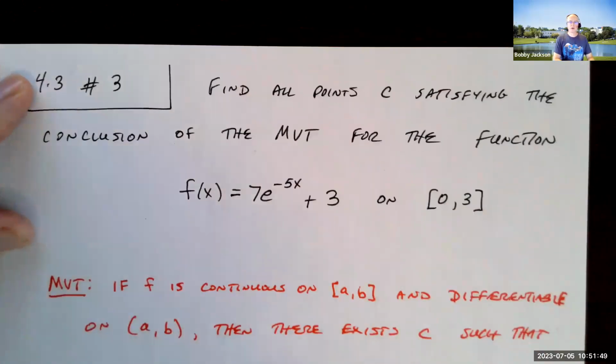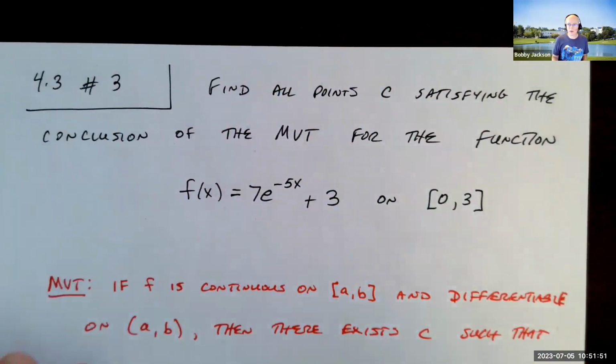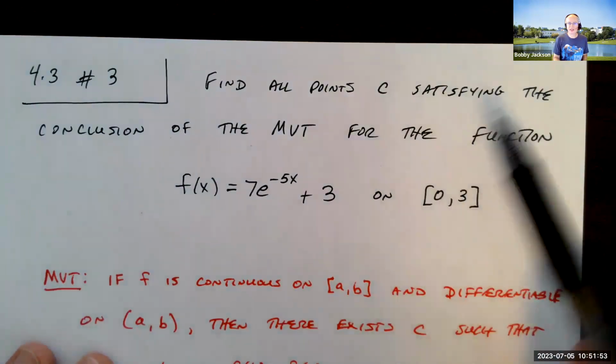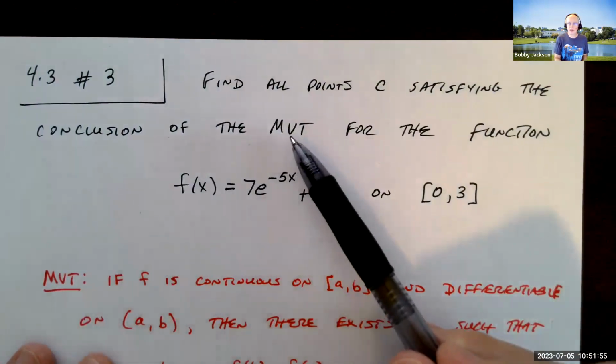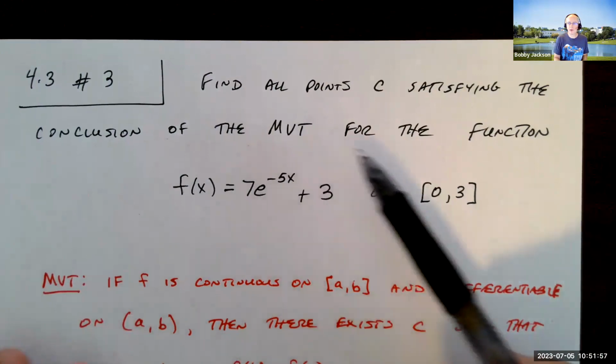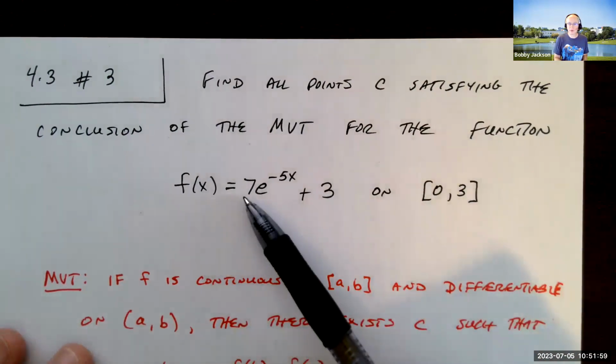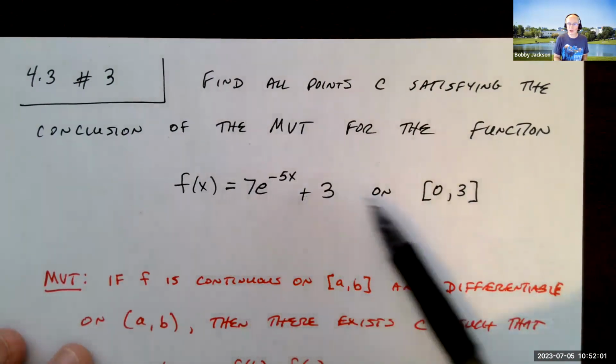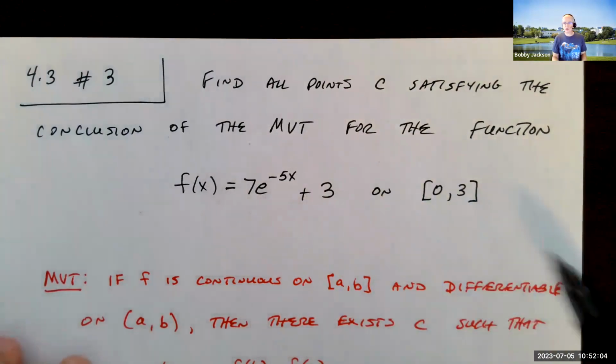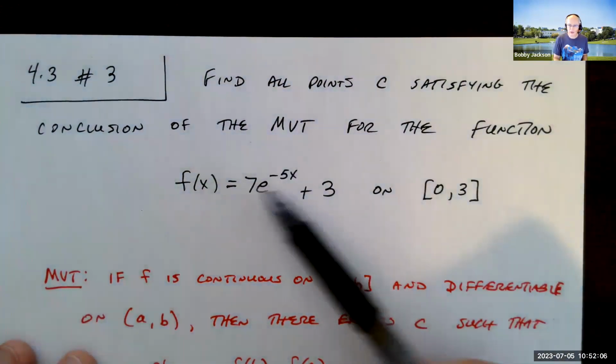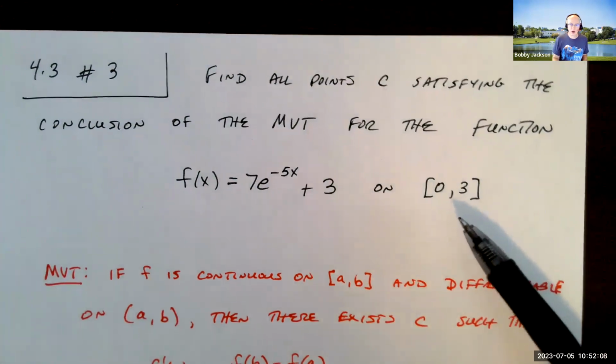Hey everyone, we're going to look at number 3 in section 4.3. We're going to find all points C satisfying the conclusion of the MVT, which is the mean value theorem, for the function f of x equals 7e to the negative 5x plus 3 on this interval. Again, your numbers might be slightly different here, but very similar problem.